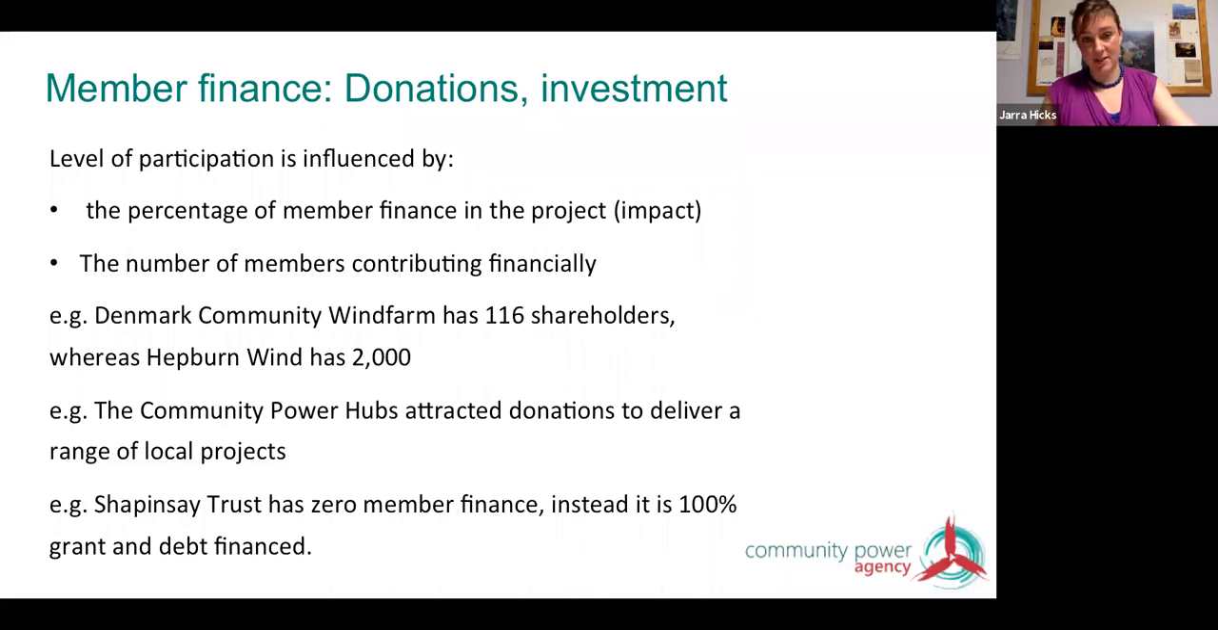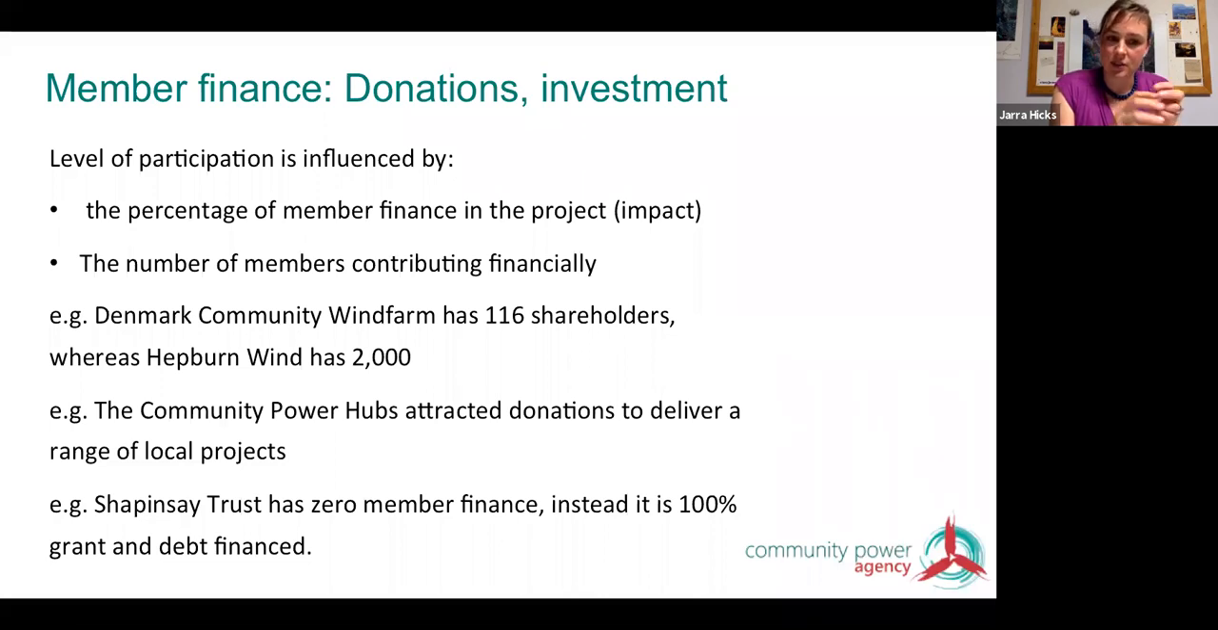One of the recent successes in Victoria, the community power hubs, over the last 2 years, between the three community power hubs, they've delivered 15 projects. And a lot of those projects have been able to proceed through donations from the community, which is a really amazing testament to just the commitment of the community to wanting to see renewable energy happen.